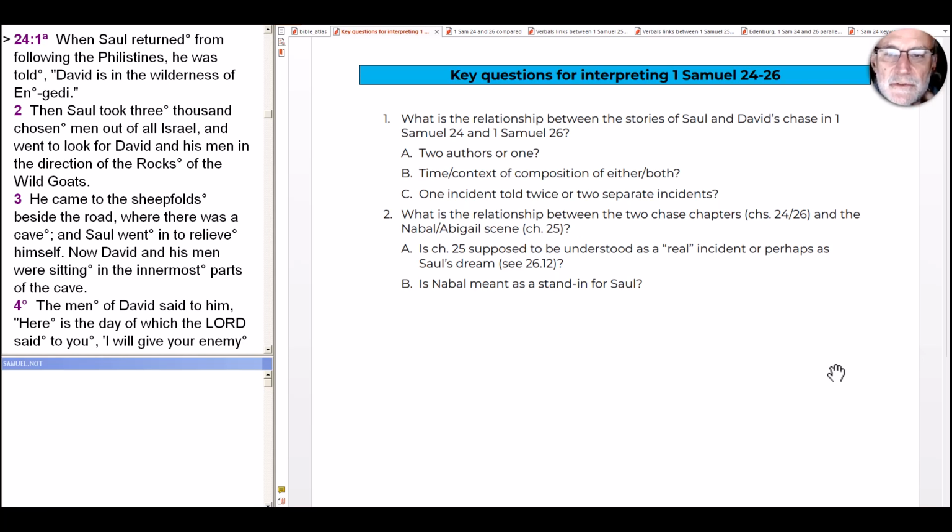So first of all, as you can see on the right side, the first central question is, what is the relationship between the stories of David and Saul's chase in 1 Samuel 24 and 1 Samuel 26? And as part of that question, there are three sub-questions, and there are many more, but I'm trying to reduce this to something relatively simple. Are there two authors or one? Based on some of the questions we've been looking at throughout the entire Samuel story, and as part of the larger narrative of the Deuteronomic history, which is to say all the books from Joshua to 2 Kings.